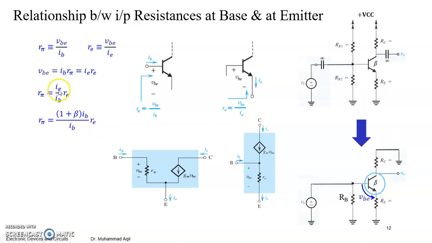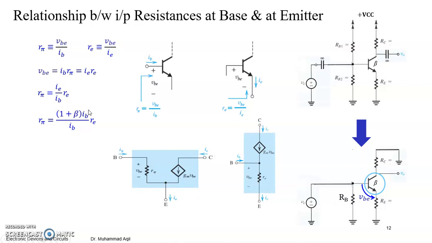Or if we want to make both of these currents similar, to see what is the relation between R pi and RE, we know that IE is equal to 1 plus beta IB. Please don't ask how this relation basically comes out. We already discussed it with the basic equation of the transistor.